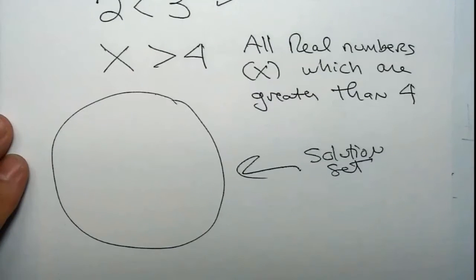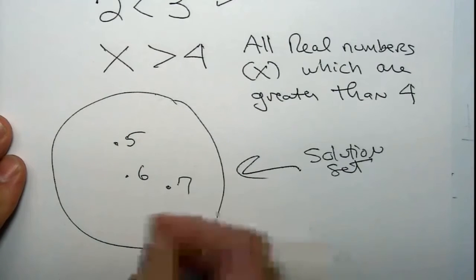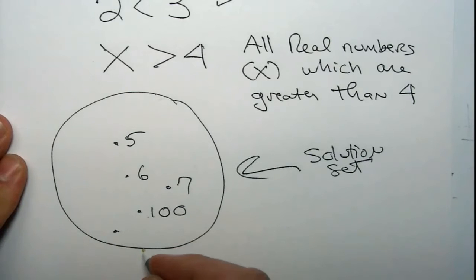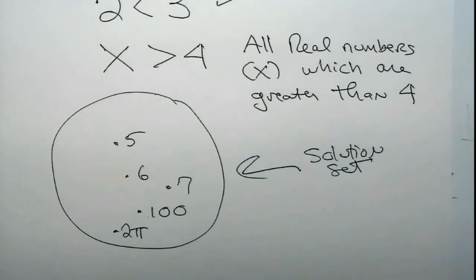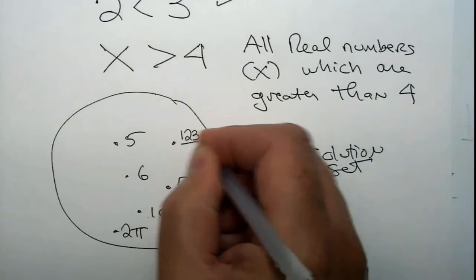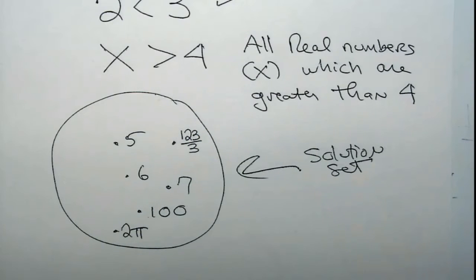So what's in the solution set today? 5, 6, 7, 100. What else is in there? Well, pi can't be in there because that's 3.14, but how about 2 pi? That's 6.28. Sure, that's in there. How about 123 over, let's say 3. That's in there.